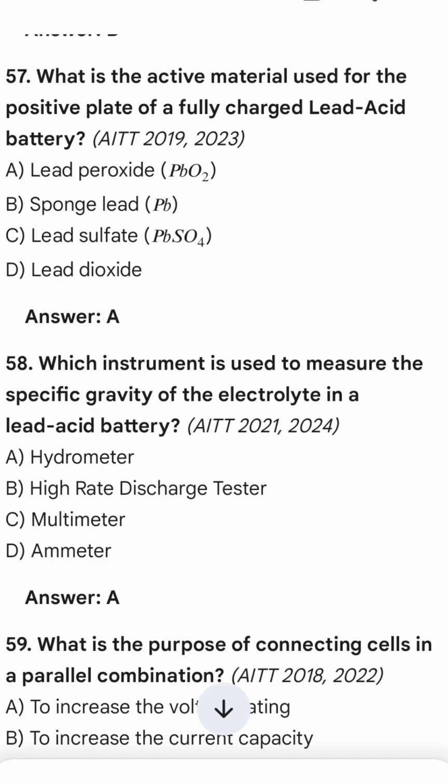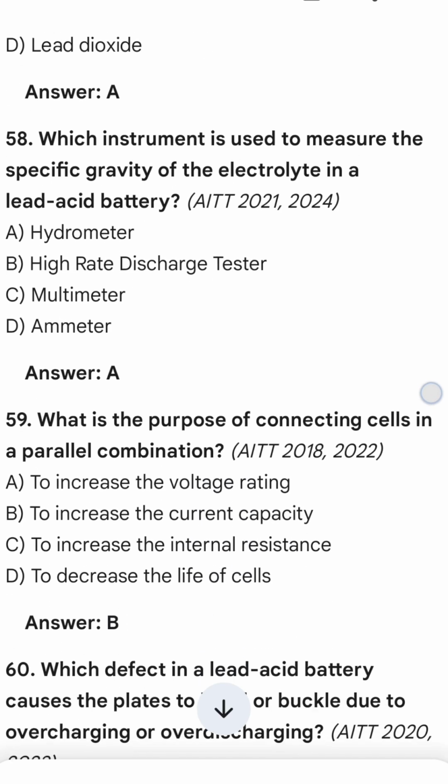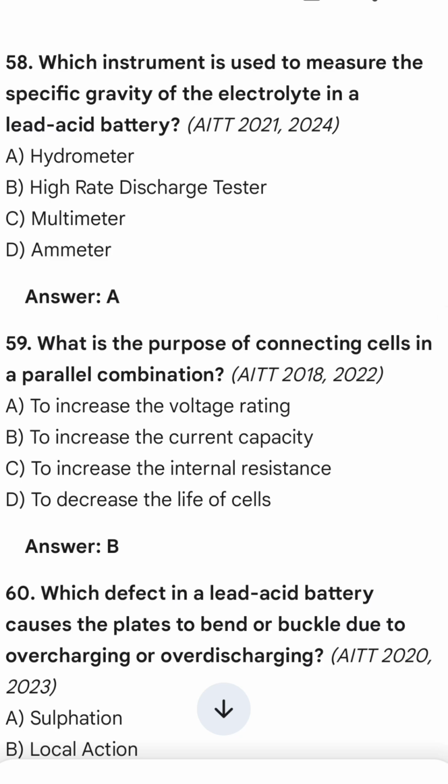Option A, lead peroxide, PbO2. Option B, spongy lead, Pb. Option C, lead sulfate, PbSO4. Option D, lead dioxide. Option A, lead peroxide is the correct answer.